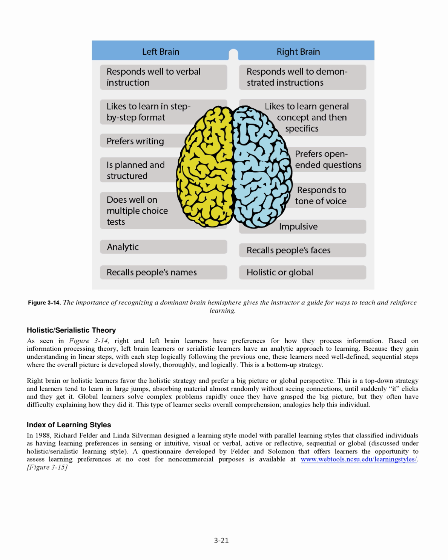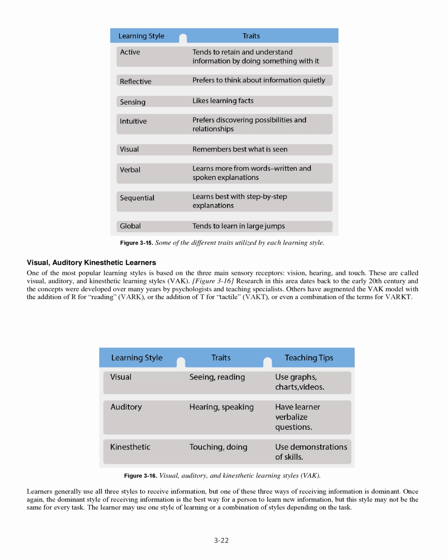Index of Learning Styles. In 1988, Richard Felder and Linda Silverman designed a learning style model with parallel learning styles that classified individuals as having learning preferences in sensing or intuitive, visual or verbal, active or reflective, sequential or global, discussed under holistic/serialistic learning style. A questionnaire developed by Felder and Solomon that offers learners the opportunity to assess learning preferences at no cost for non-commercial purposes is available at www.webtools.ncsu.edu/learningstyles/.